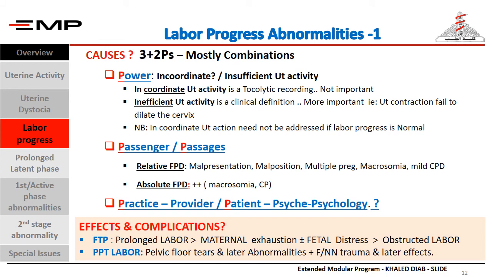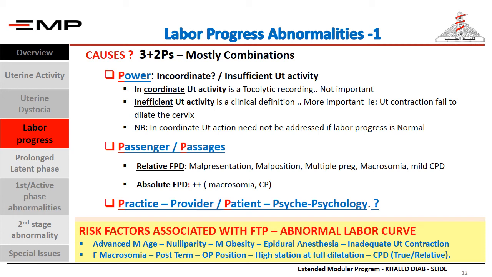As regards effects and complications of labor progress abnormality, failure to progress may end in prolonged labor, maternal exhaustion, fetal compromise with or without fetal distress, and obstructed labor. Also, precipitate labor may result in pelvic floor tears and later abnormalities, and fetal and neonatal trauma and later effects.